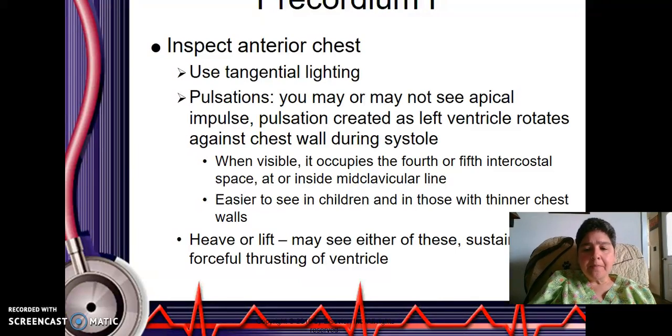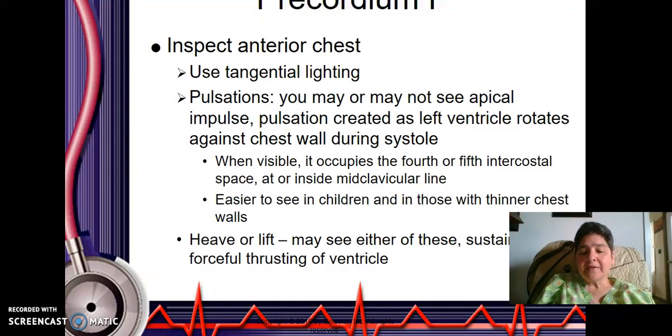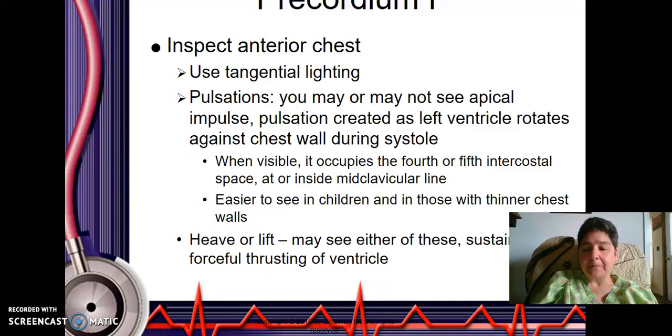So, the last thing on this slide was talking about a heave or a lift. This is something that you may see. We're looking for something called the apical impulse, and we're going to talk about that in a second. But again, that's over that area of the fifth intercostal space, and you may actually see lifting of the skin or heaving up of the skin. It's caused by that thrusting of the ventricle, that forceful thrusting.